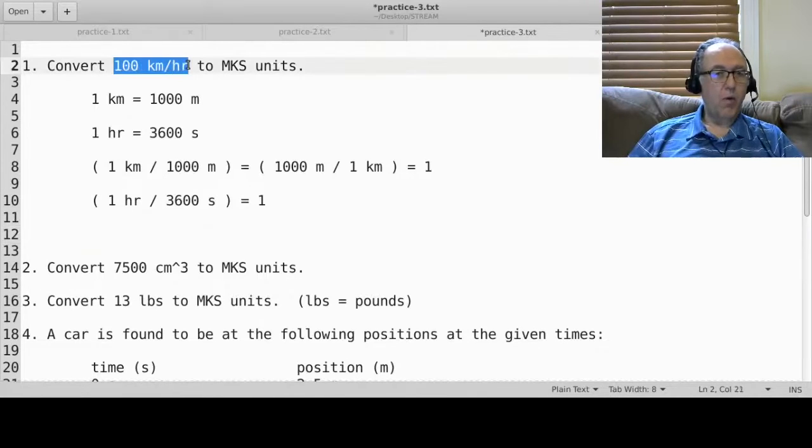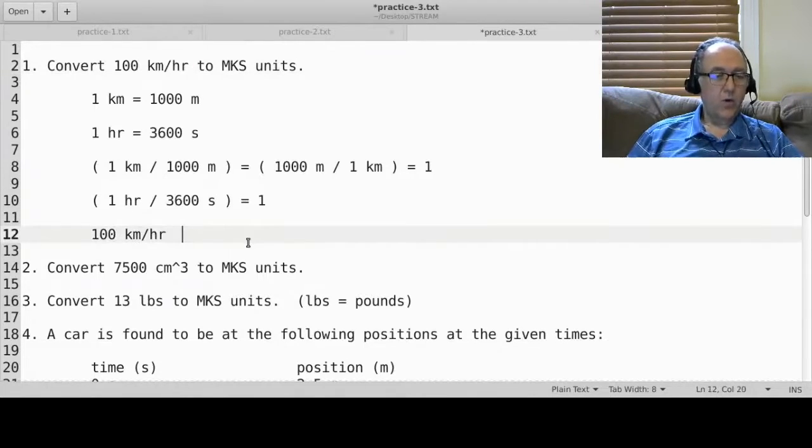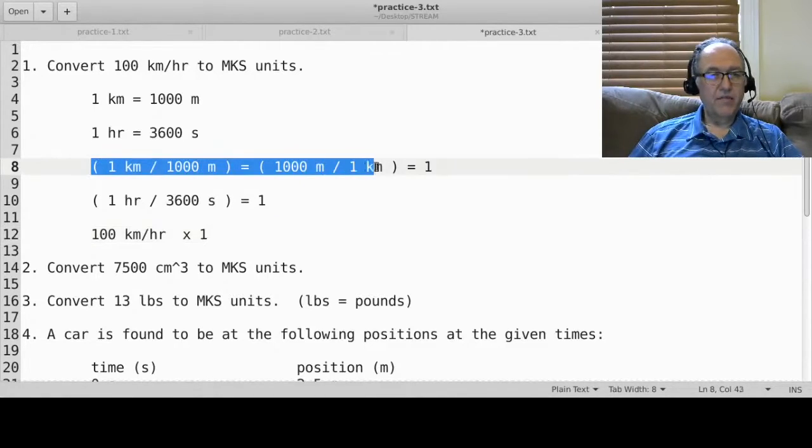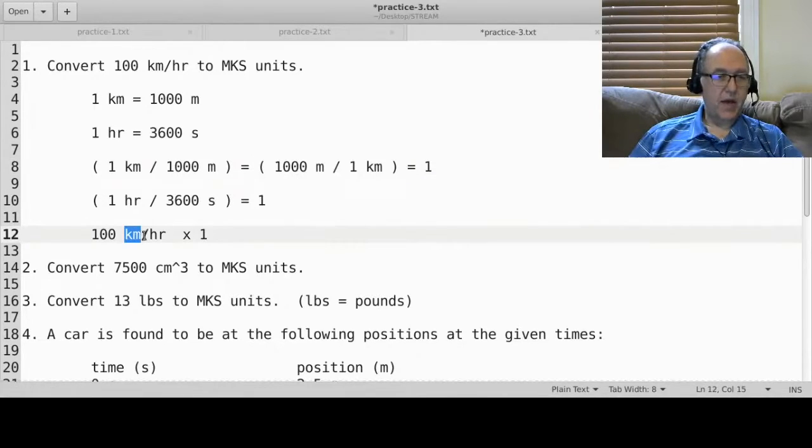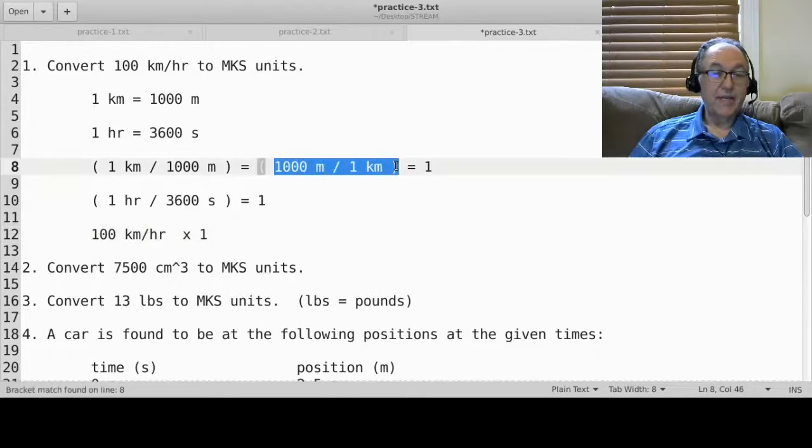Now, how do you use these? I apologize, I can't draw the fraction bar because this is just a text editor. You just have to know this is in the numerator and that's in the denominator. I can't make the vertical line there. But what I'm going to do is multiply by 1, and you can always multiply by 1 and not change a value. I'm going to pick one of these two to multiply by, such that the kilometers cancel out and are replaced by meters. Notice that here the kilometers are in the denominator, and here the kilometers are in the numerator.